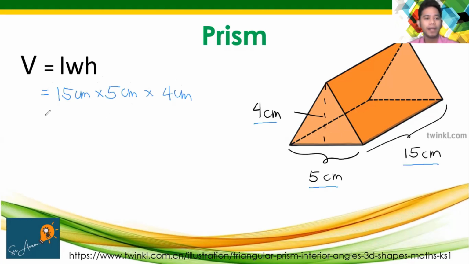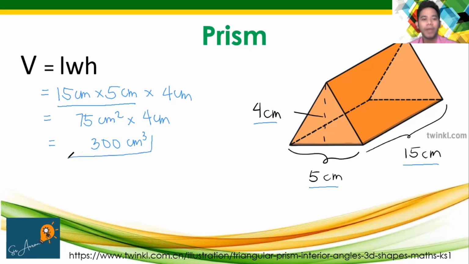So, i-multiply natin yun by 2. So, 15 centimeters by 5 centimeters. Ang sagot doon ay 75 square centimeters. Then, isulat lang natin yung natitira times 4 centimeters. And then, i-multiply natin yung 75 times 4. Ang sagot doon ay 300 cubic centimeters. So, ang volume ng sample prism na ito ay 300 cubic centimeters. That is how we solve for the volume of prism.